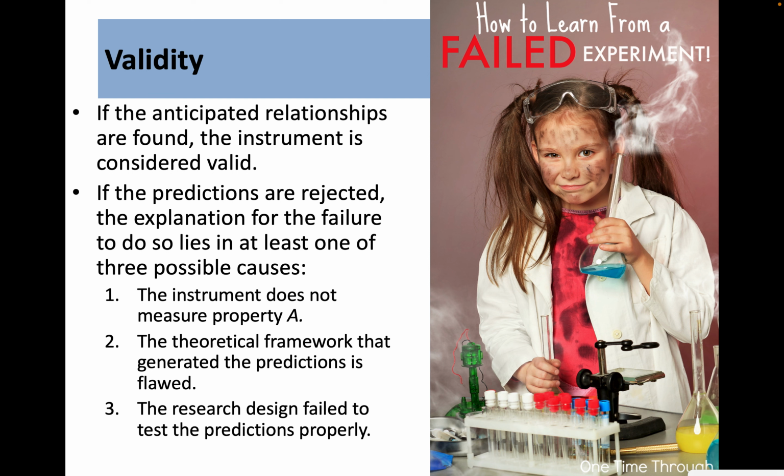If the predictions are rejected, the explanation for the failure lies in at least one of three possible causes. The instrument does not measure property A. The theoretical framework that generated the predictions is flawed. The research design failed to test the predictions properly. And one of the problems with research is that people don't like to admit that they got something wrong. Failed experiments are just as important as experiments that work, and we need to talk about the failed experiments so other people don't repeat the same failure.